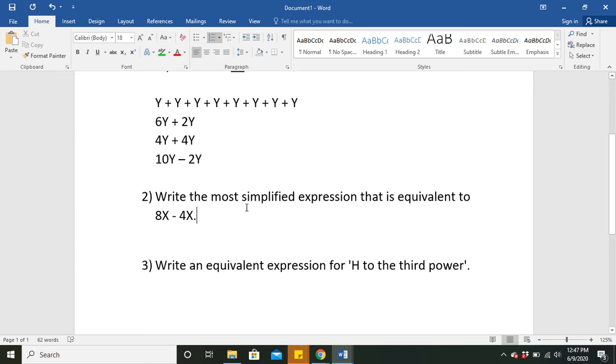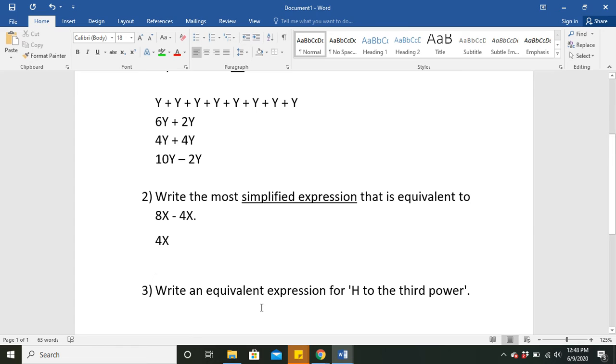For question number 2, this was asking for us to write the most simplified expression. So I think we had some difficulty with thinking about what a simplified expression is. 8x minus 4x is not in the simplest form because I can combine these terms. I know an expression is simplified when there's only one term per variable. So if I combine 8x minus 4x, I would end up with a total of 4x.